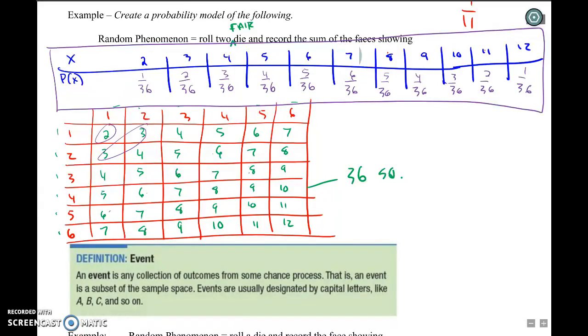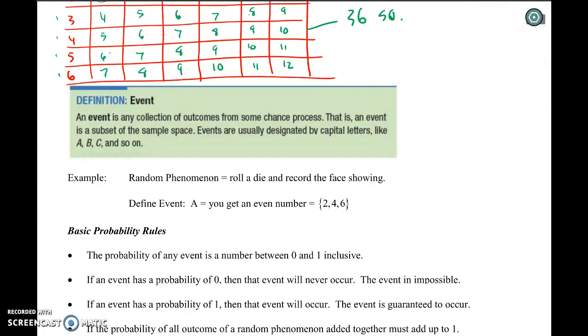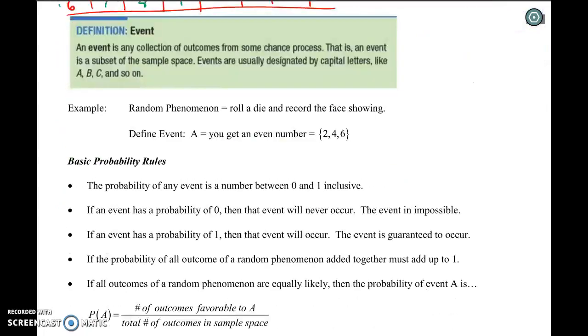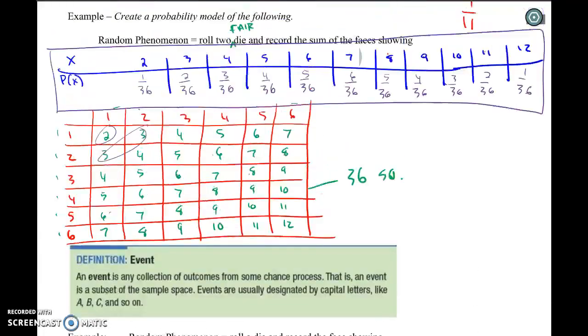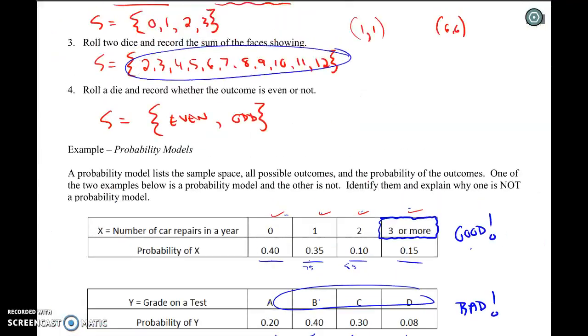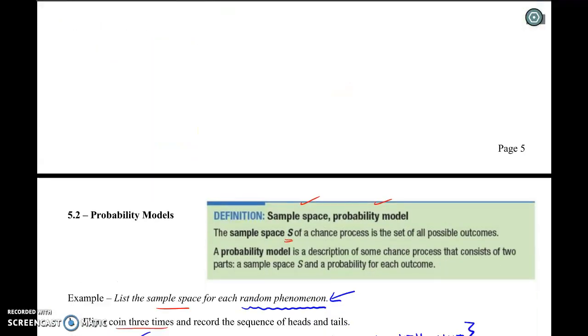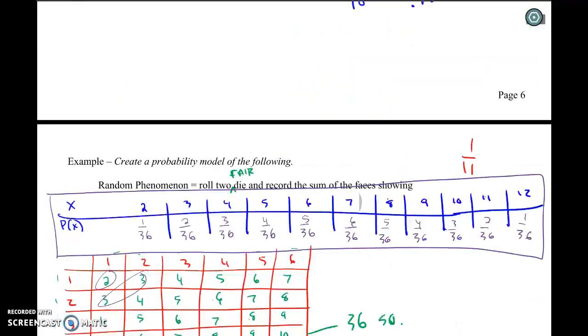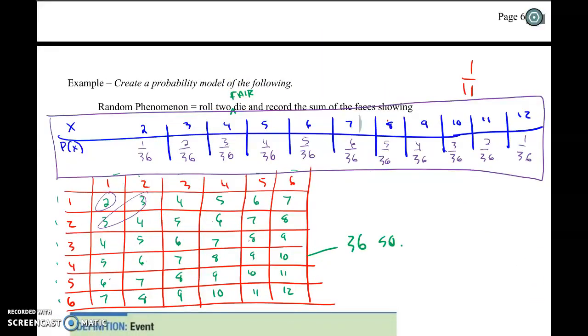All right, very good. So in class, we were going to talk about events and some of the basic probability rules, okay? But the homework quiz that you're going to see tomorrow will be on sample spaces and probability models and maybe some of this stuff here.